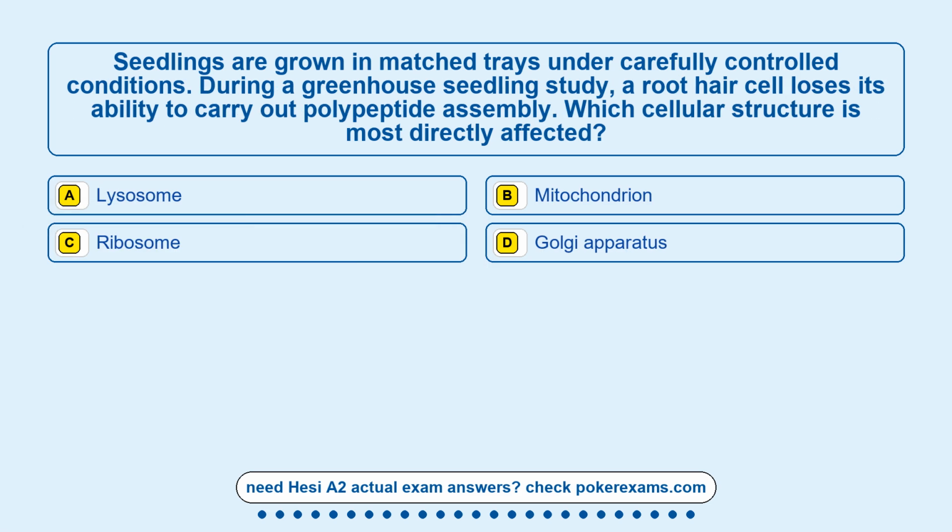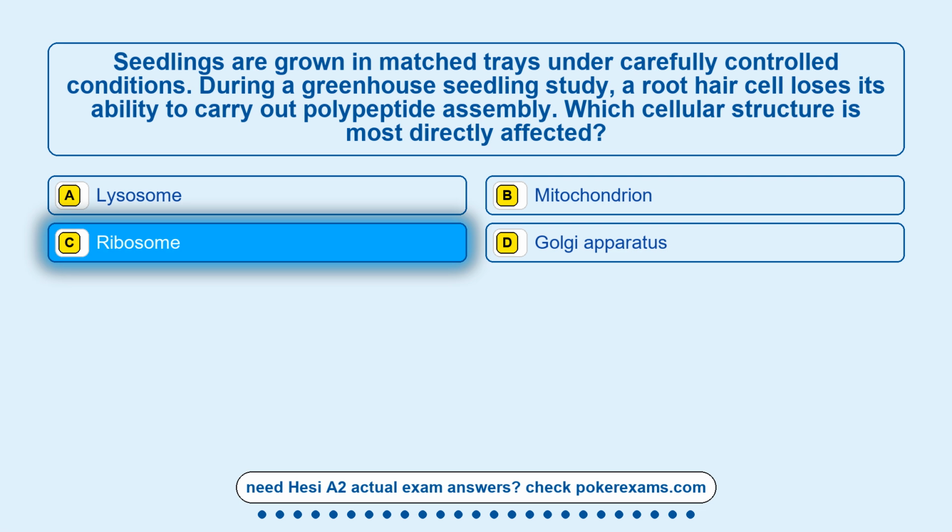Question 2. Seedlings are grown in matched trays under carefully controlled conditions. During a greenhouse seedling study, a root hair cell loses its ability to carry out polypeptide assembly. Which cellular structure is most directly affected? Option A, lysosome, Option B, mitochondrion, Option C, ribosome, Option D, Golgi apparatus. The correct answer is Option C, ribosome.